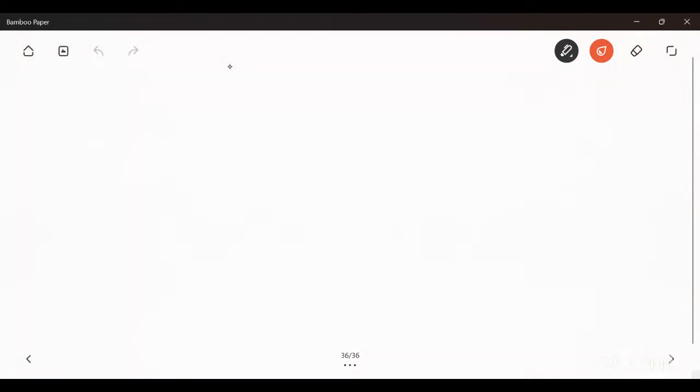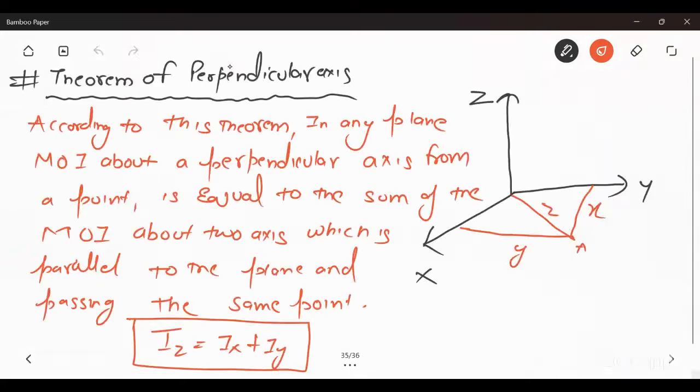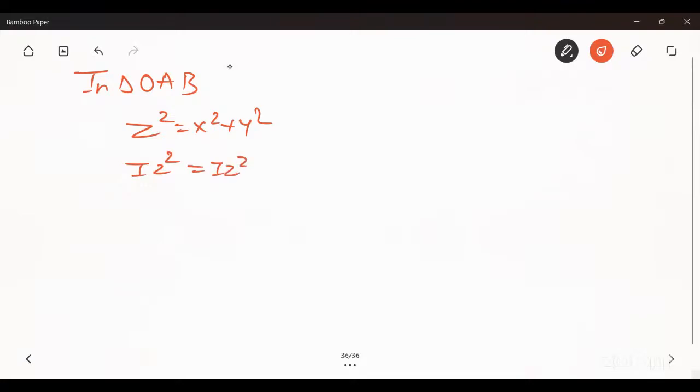Now, how can you prove it? In triangle OAB, suppose this point is O. So that is x, that is y. In triangle OAB, z square is equal to x square plus y square. Now multiply both sides by I. So I z square is equal to I x square plus I y square. That means the moment of inertia about the z axis.